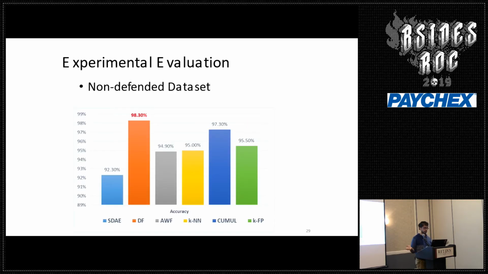So how does it do? Well, I wouldn't be talking to you now if it wasn't really successful, right? So we do get 98.3% performance against just vanilla Tor, like existing Tor as it is today. And of course, that in itself is dangerous.